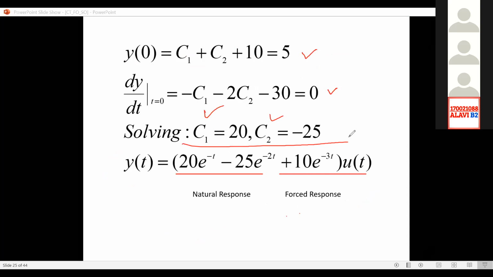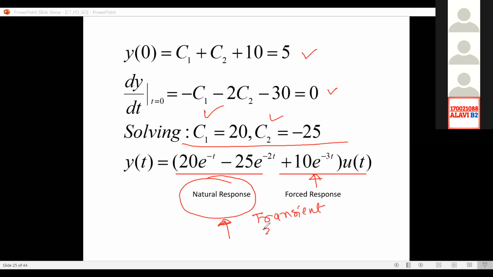Now you see that your response, this is your forced response, or it is your particular solution, and that contains only the input. But this solution is your natural response. How many components are there? Two components. One is transient, another is steady state. Unless you calculate your ZIR separately, the transient part cannot be extracted.